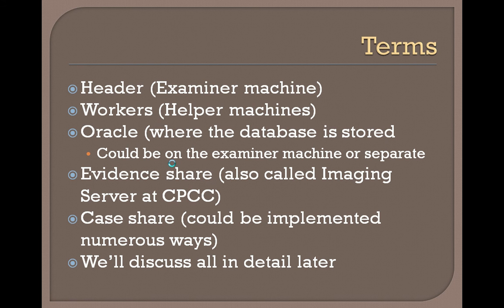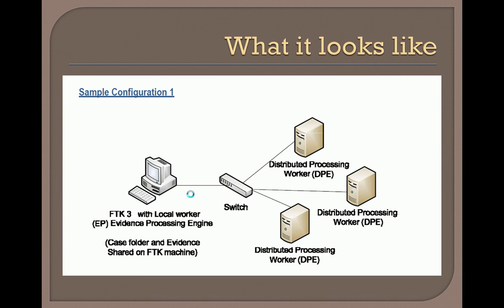As we see also here, we talk about the evidence share, also called the imaging server at CPCC. So we'll call it the imaging server. Access Data will typically call it the evidence share. You notice in the diagram that that's actually that functionality, case folder and evidence share, is on the FTK machine as well, in their sample configuration 1. We'll talk about why that's a bad idea in just a minute here.